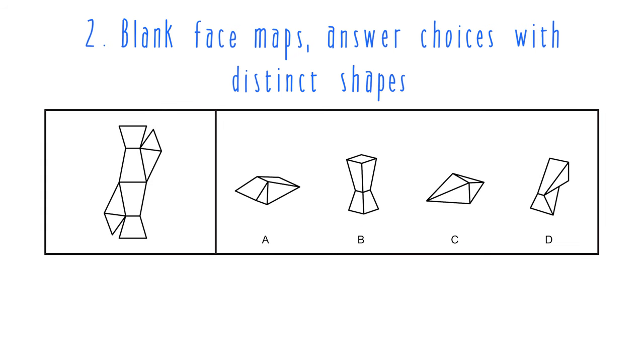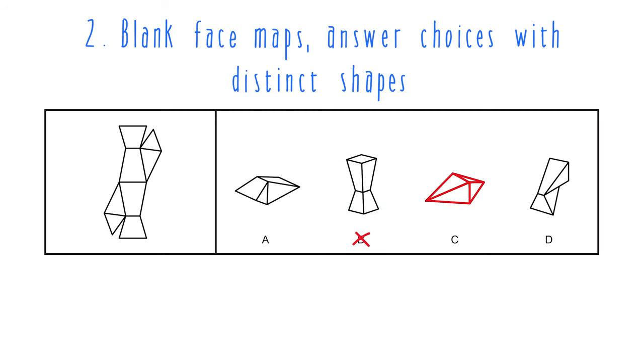For these types of problems, you may also need to look at the number of each type of face that's shown on the map. Notice in this problem, choice A would have two of these bigger trapezoidal faces, two of these smaller trapezoidal faces, and four of these triangular faces, with two being shorter. B, on the other hand, has four big trapezoids and four small trapezoids, no triangular faces, and then two square faces.